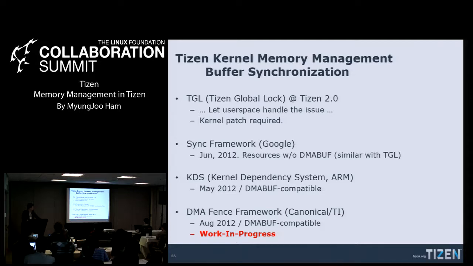Yeah, and we have tested with KDS. However, this has already become obsolete, and we are testing with the DMA fence framework. And I guess this is the way that Tizen will go in the next few months. We have tested with DMA fences, and the test has been quite successful. So I guess the next Tizen will use DMA fences, and by using them, we have shown that the performance is quite upgraded.